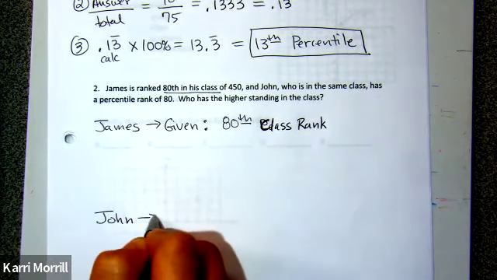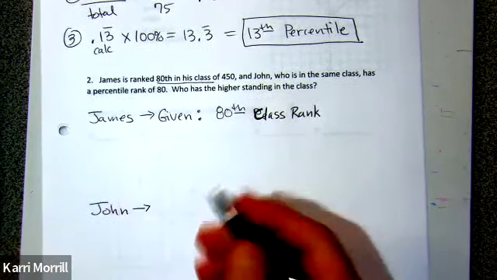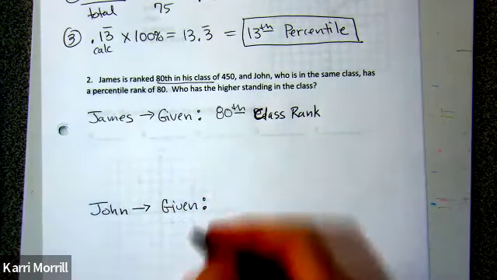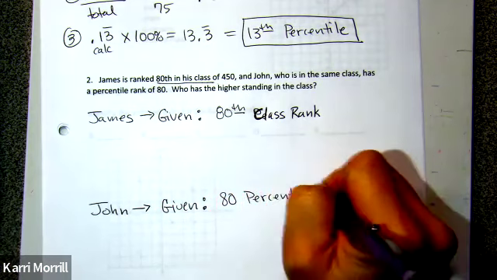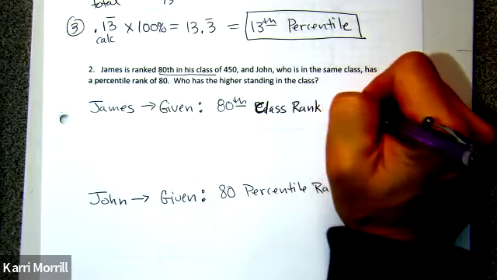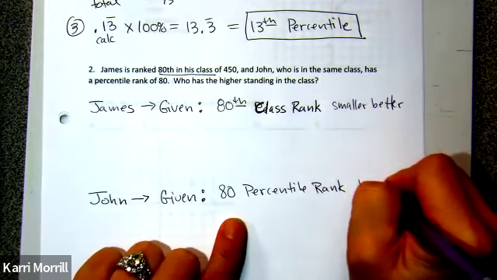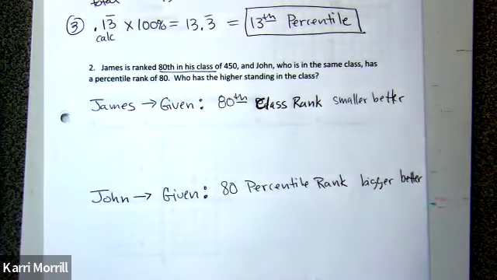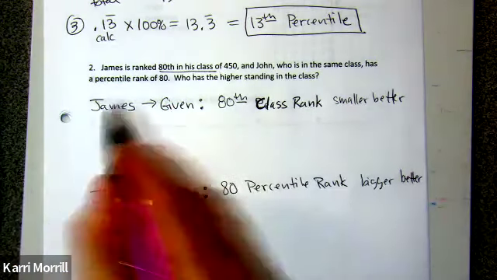Let's leave some space. They told us John, who's in the same class, has a percentile rank. So what's given? Percentile rank of 80. So even though they're both 80, they mean two different things, because for class rank smaller is better, and for percentile rank bigger is better. They're both 80s, but they're two different rankings, so we really can't compare them. We need to first turn them into the same thing.